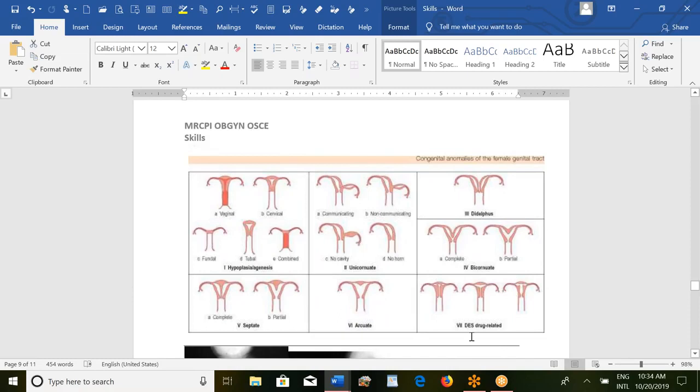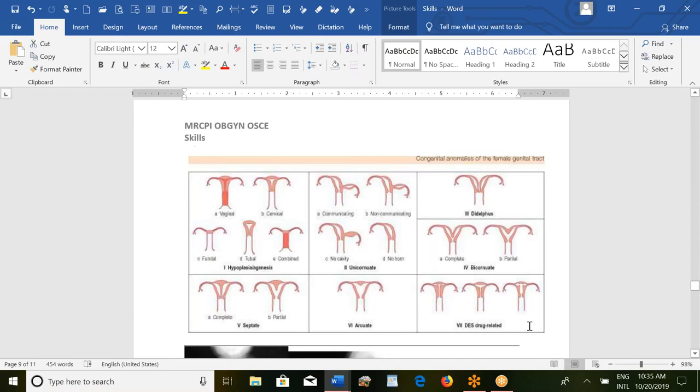Dr. Zahida, your turn. Do you know why I am showing you these pictures? Because in the RCPI skill station, they will simply bring these printouts, and sometimes they will show you a laptop screen and ask you to comment on them. So here are different uterine anomalies. They don't ask how these have developed or how they can be fixed. They just want you to identify them and tell what type of problems this sort of abnormality can cause in females. So can you please comment on these abnormalities?